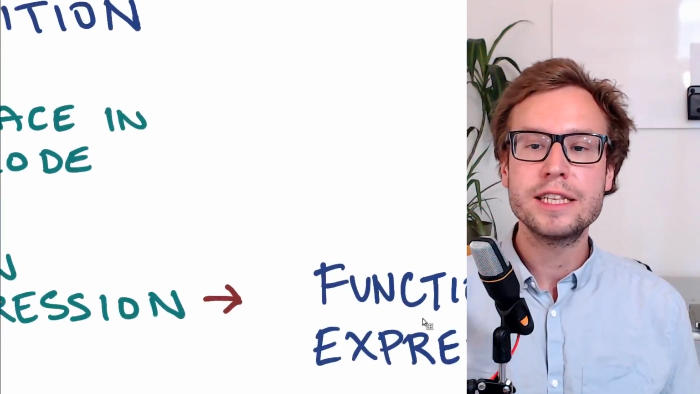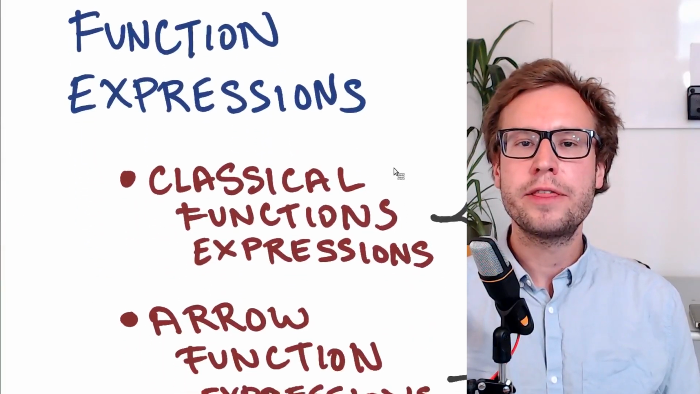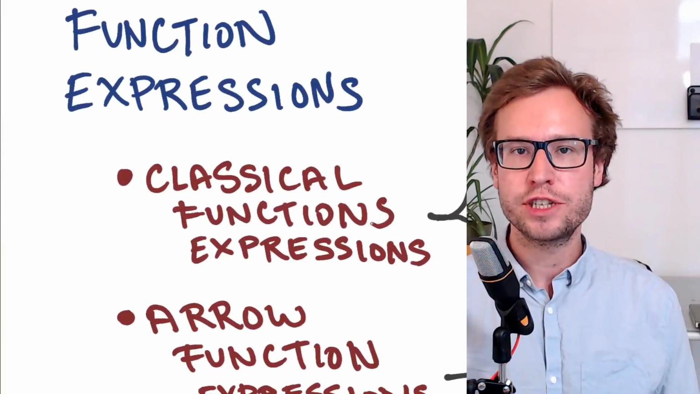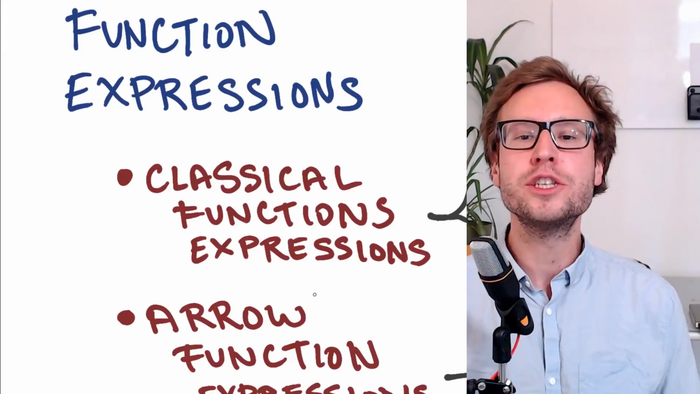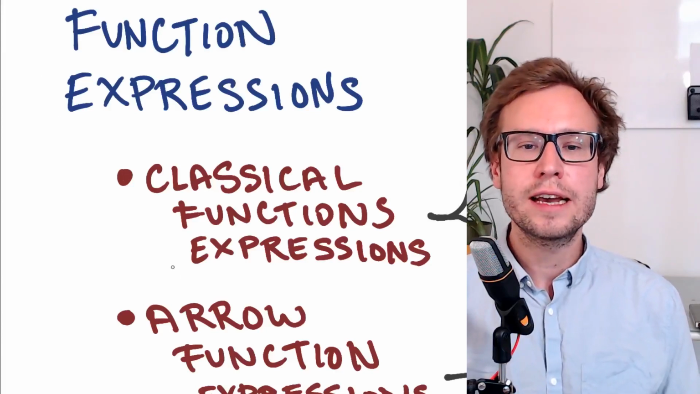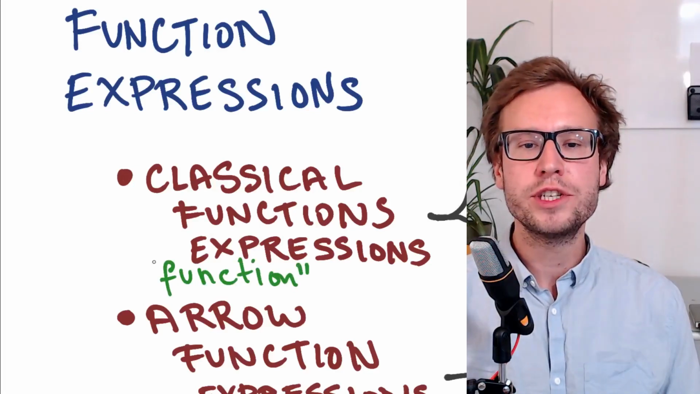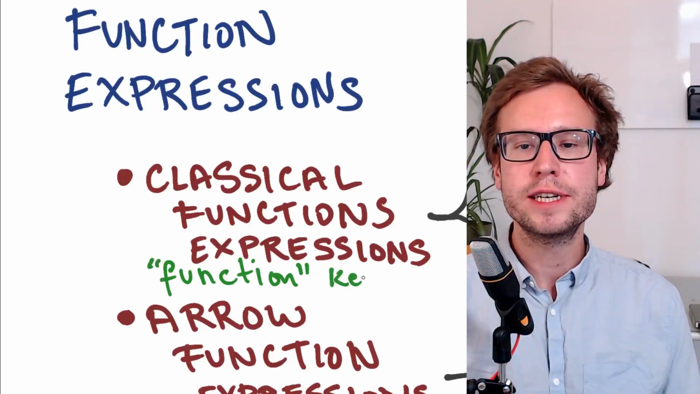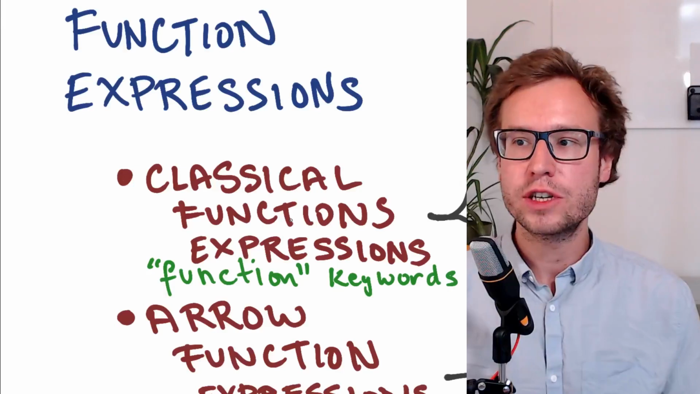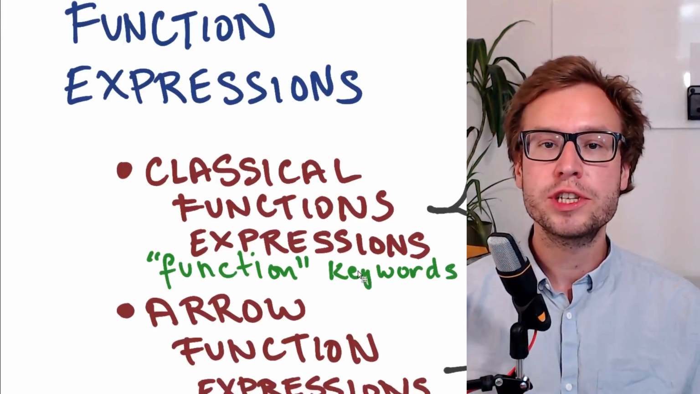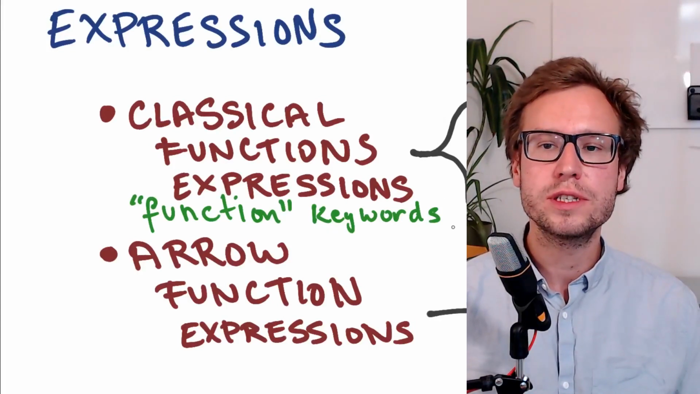Namely, there are multiple kinds of function expressions. In JavaScript in particular, there are two big types of function expressions. There are the classical function expressions. These are the ones that use the function keyword, so they exist since the beginning of the language. The function keyword is what tells you that they're classical function expressions, right? But there's another kind of function expression, and they are the so-called arrow functions.